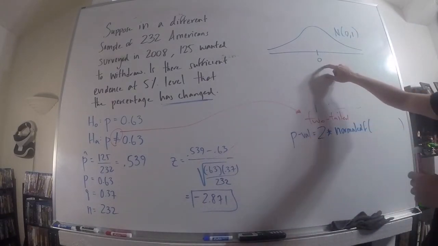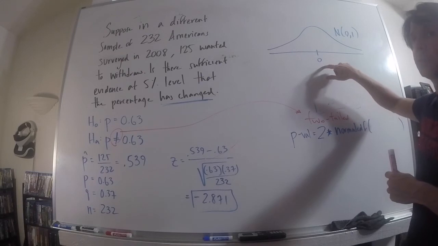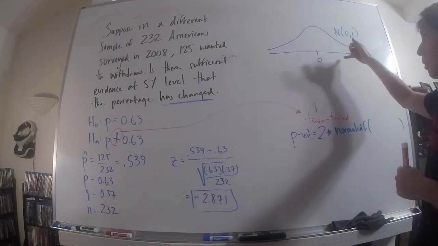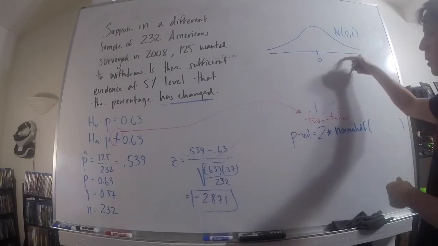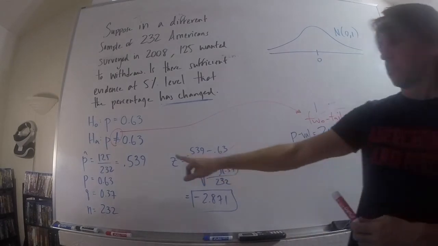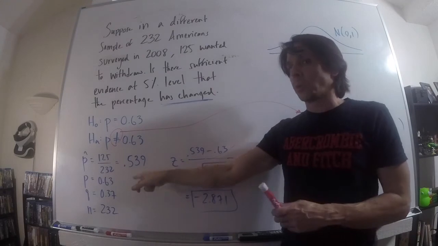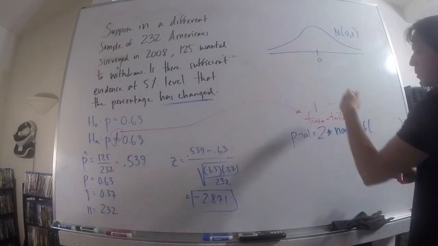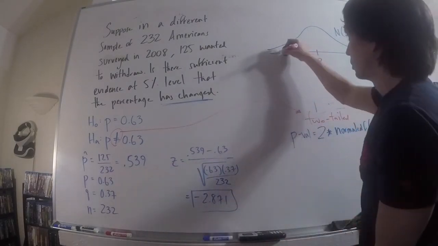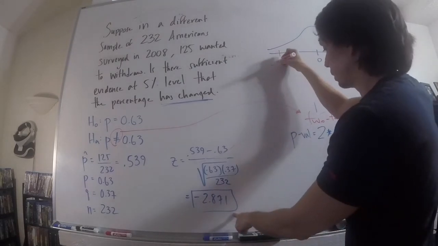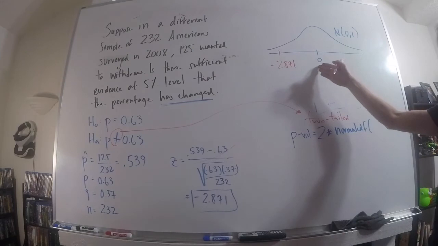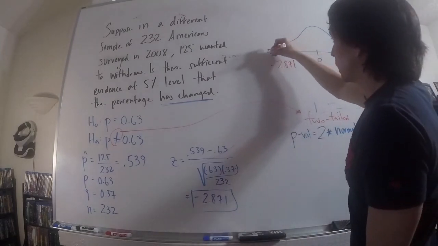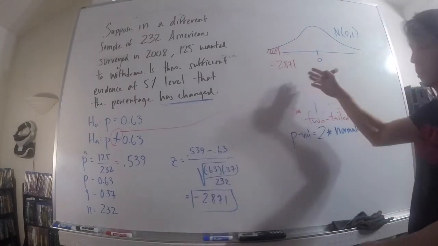If you get a higher percentage, like last time we had 72.1% of our sample, that's going to be a z-score on this end. We had a z-score over here. If you get a percentage of your sample that's lower, it ends up over here. Now this one is negative 2.871 as my z-score. That's much further away from center than last time. My p-value is, and so again I have to adapt.